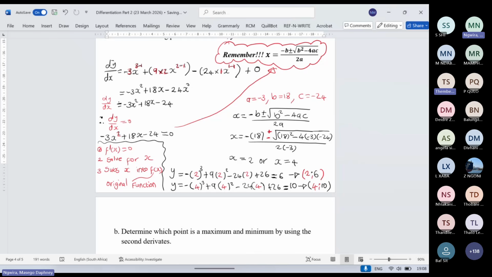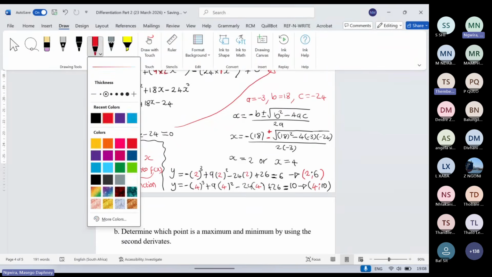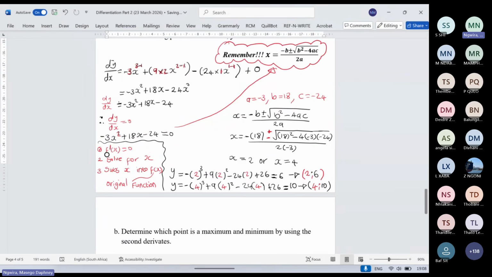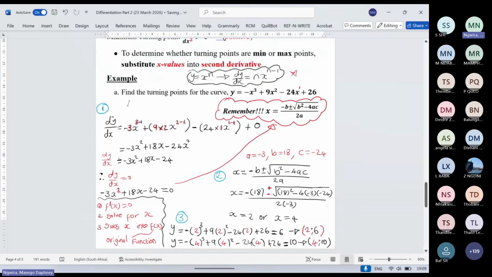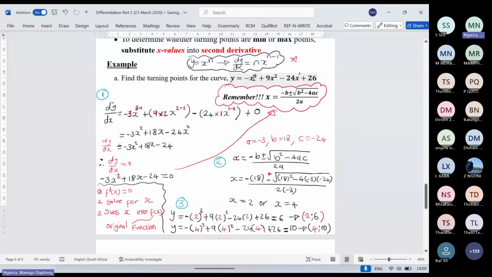So I did it here. This is my step number 1. Please mute your mic. This was step number 1, and then this one was step number 2, and then what I did here is step number 3. I derived, equated to 0, and then I solved for x. And then after solving for x, I substituted my x values into this original. My original was y equals negative x to the power of 3 plus 9x squared.